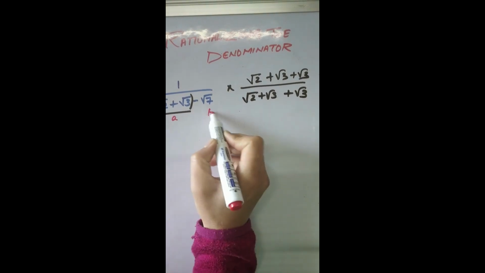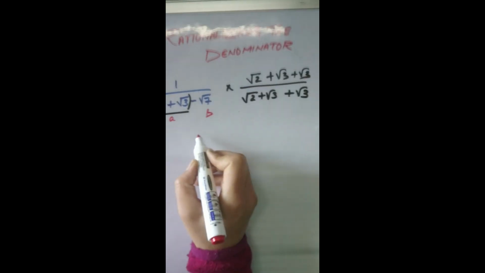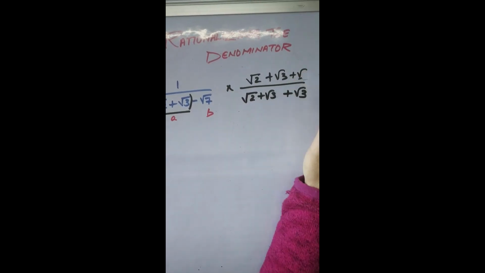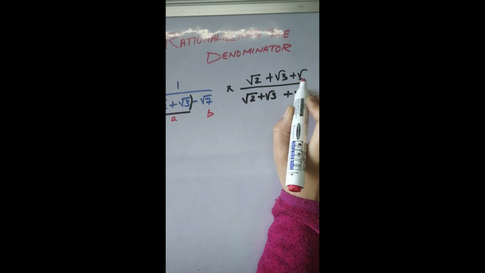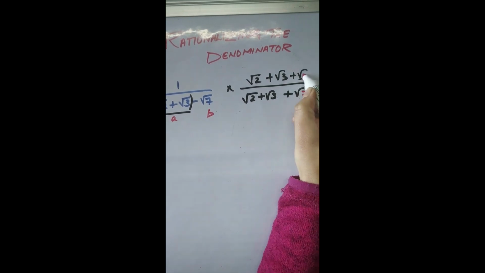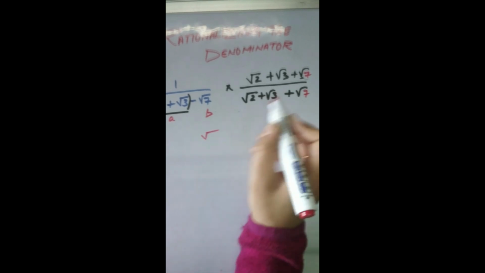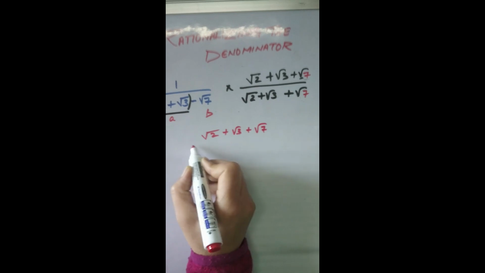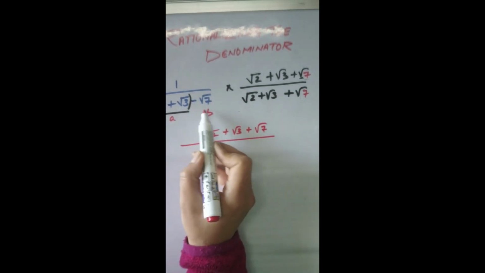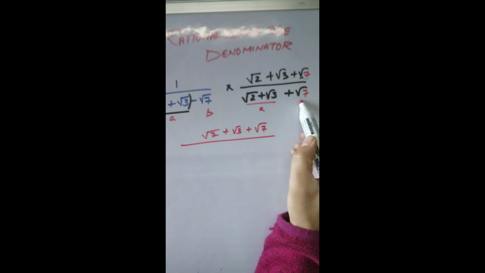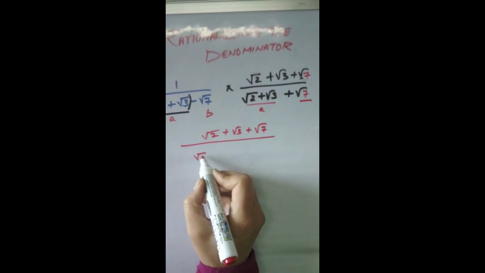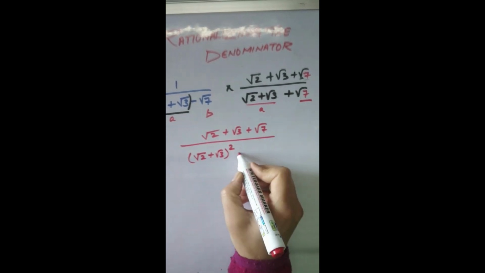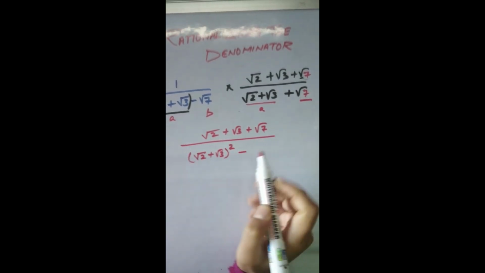This is my A and this is my B. Now this sum can be simplified like, so 1 will multiply with this. I'm making many mistakes here. Oh, this is 7 and this is 7. So this is 1 into root 2 plus root 3 plus root 7. And here it is A minus B into A plus B. So it's gonna be A square minus B square.